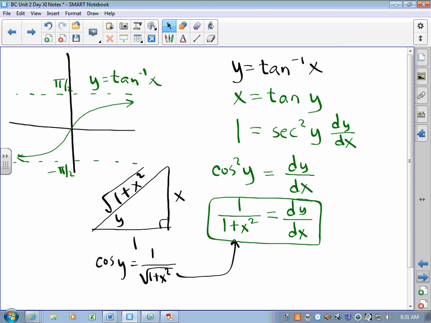You have to know that the derivative of the inverse tan graph is 1 over 1 plus x squared. You have to know that. You have to know it cold.